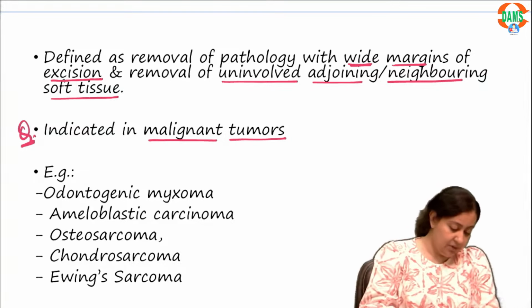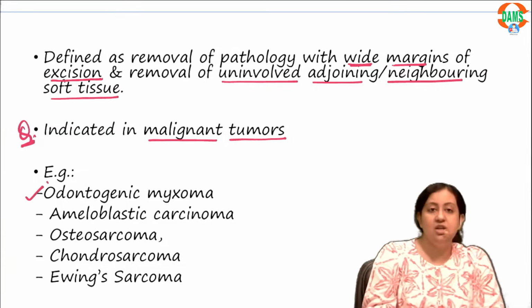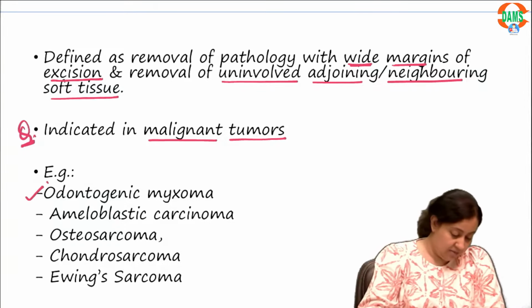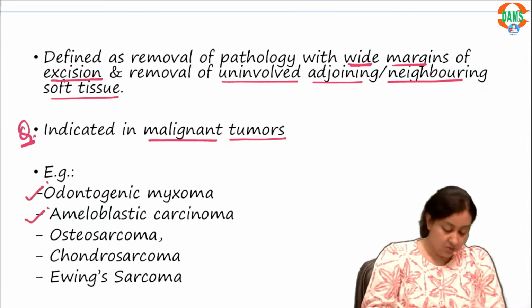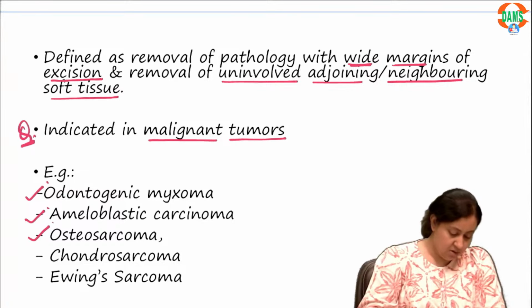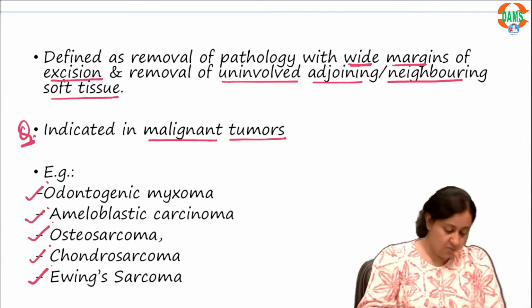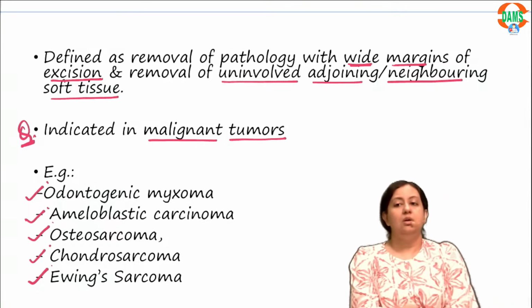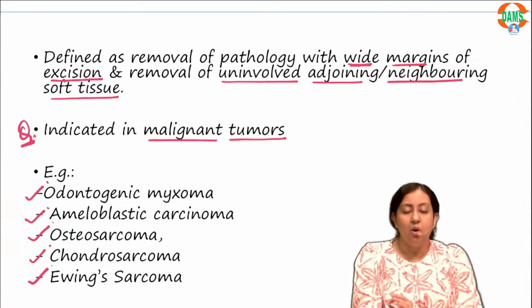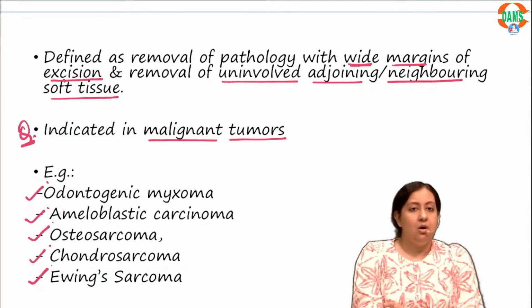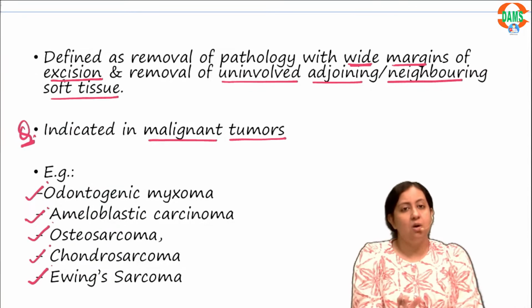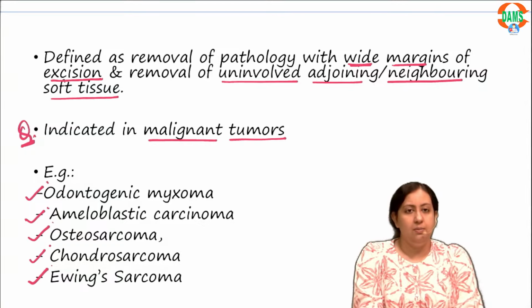For example, odontogenic myxoma, ameloblastic carcinoma, osteosarcoma, chondrosarcoma, Ewing's sarcoma. So composite resection is used for all of these treatment modalities. Apart from the odontogenic tumors, composite resection is also put to use in oral squamous cell carcinoma.